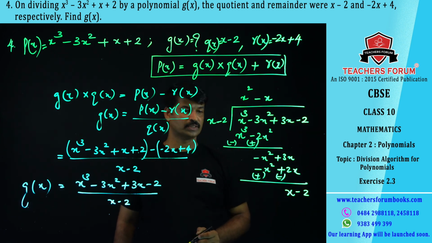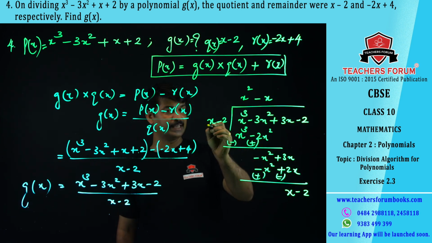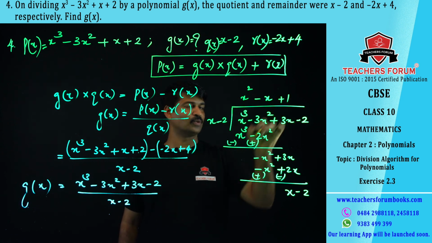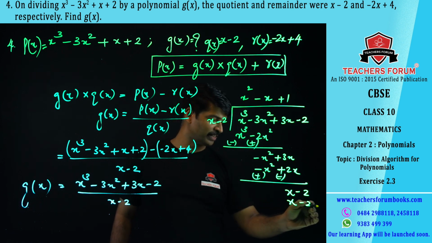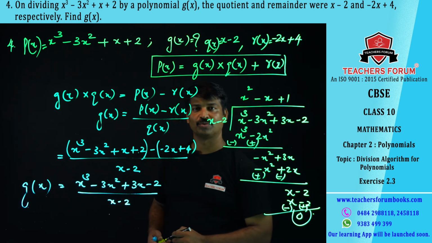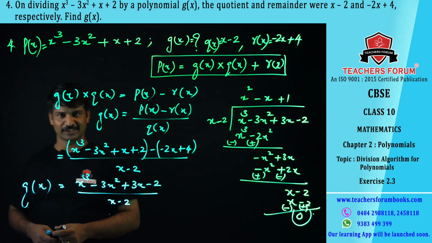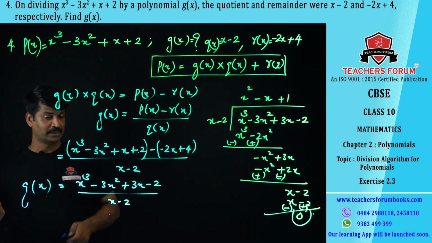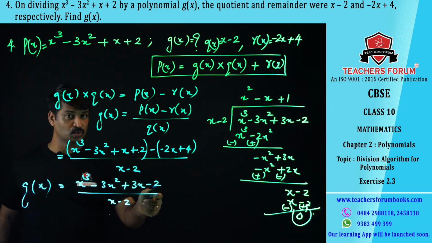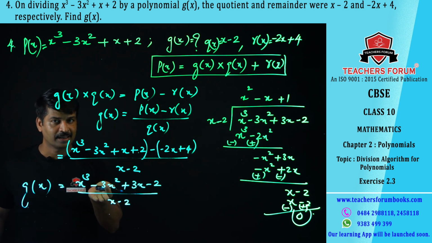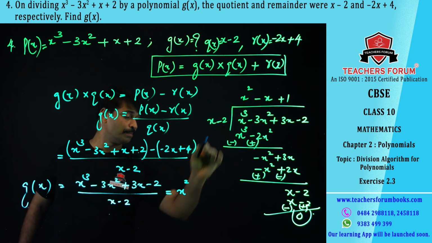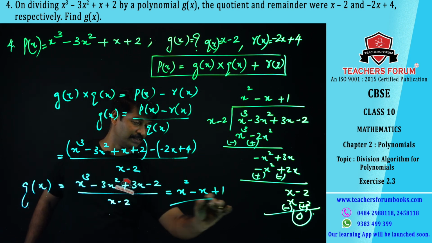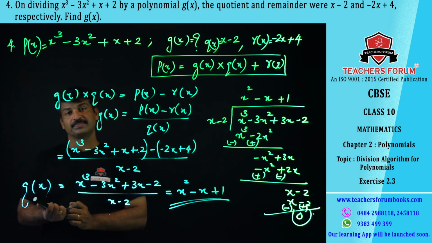That is minus 2. Now x by x, 1. So the next term will be 1. Now 1 into x, x. 1 into minus 2, minus 2. When you subtract, become minus, plus, remainder will be 0. So what is g of x? G of x is equal to x cube minus 3x square plus 3x minus 2 all divided by x minus 2. So the answer is x square minus x plus 1. This is g of x. Is it clear?